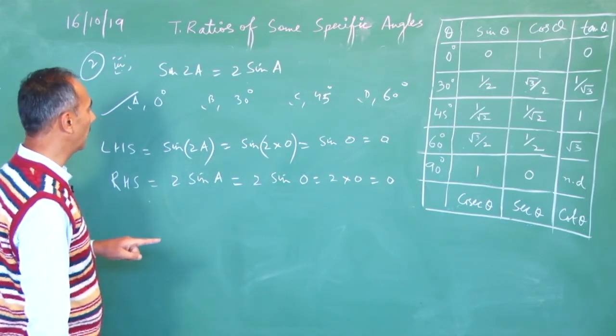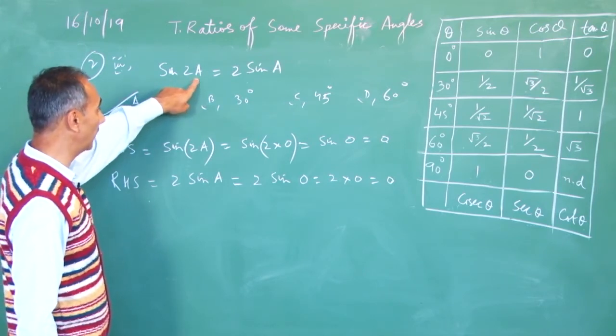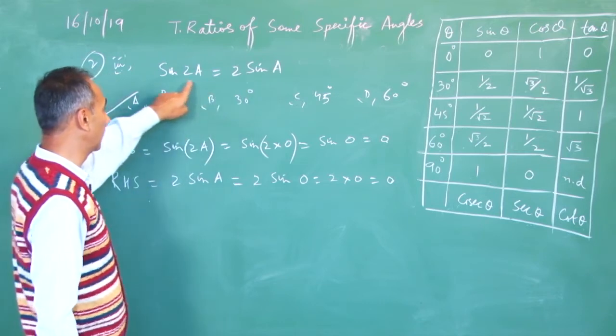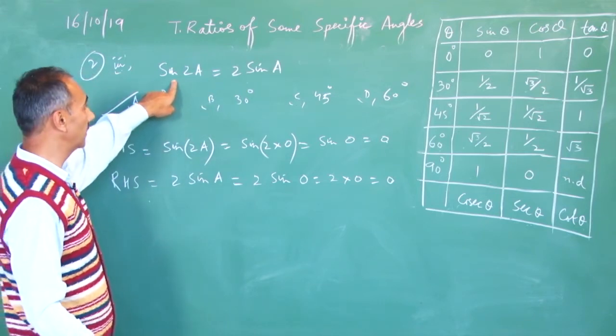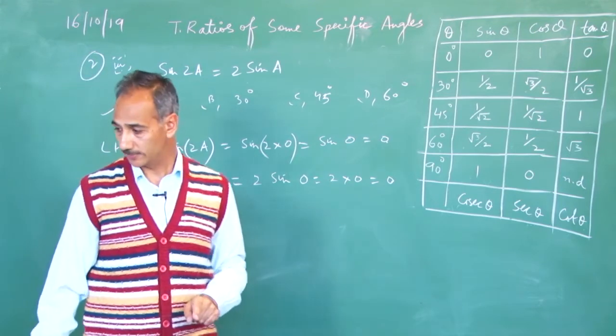Means A. Now, see here you have double angle. This is twice of the angle and this is twice of sine of A. This is sine twice of A. That is twice sine of A. It's true for A equal to 0.